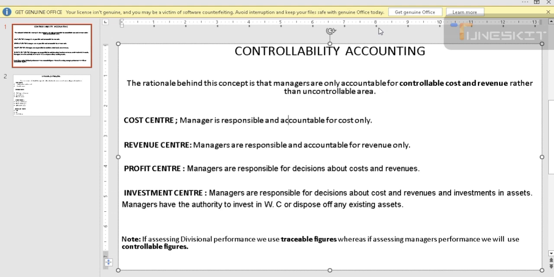Measures such as ROI, return on investment, and RI, residual income, are the metrics through which we will be able to account for an investment center. You will study these ratios, ROI and residual income, in detail. It's highly important to understand this concept of controllability accounting. So that's it for now, and we will discuss metrics later in a second part.